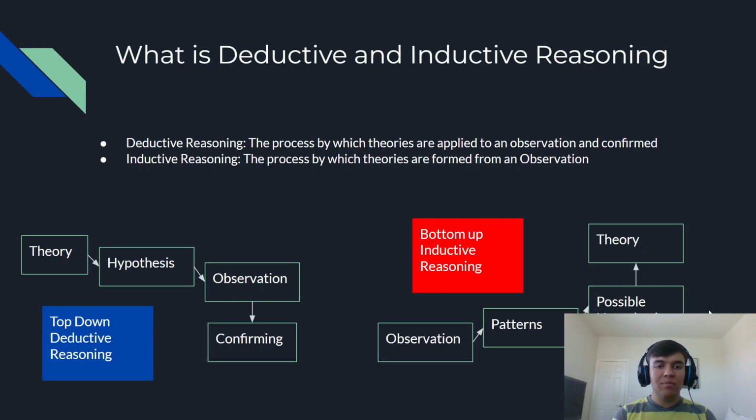Deductive reasoning can be defined in simple terms as the process by which theories are applied to an observation and then confirmed, while inductive reasoning is the process by which theories are formed from an observation.